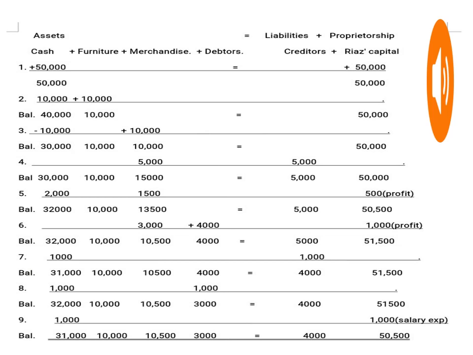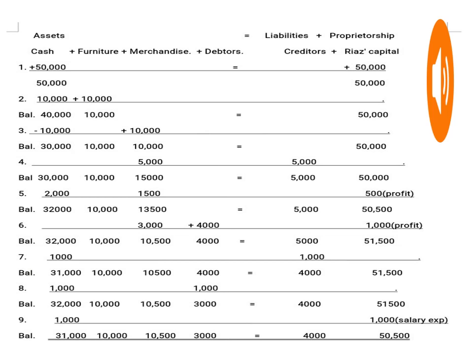Transaction number 7. Paid rupees 1,000 cash to Ali in part payment of goods purchased. In this transaction, they said that for the merchandise which we purchased on credit, we have now paid rupees 1,000. So the effect of this transaction is that our cash decreased by rupees 1,000, and liabilities are also decreased by the same amount.